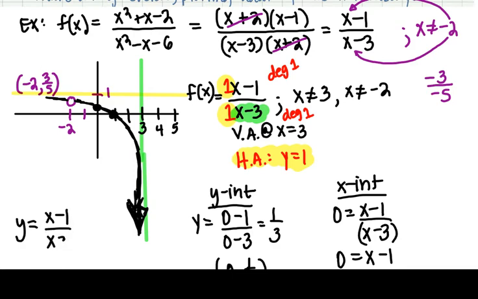x minus 1 over x minus 3. Let's put in a 4. So if we put a 4 in, 4 minus 1 over 4 minus 3, that's going to be 3 over 1, which is 3. So if you put a 4 in, you get a 3 out. Let's put a 5 in. 5 minus 1 over 5 minus 3, that's 4 over 2, which is 2. So you put a 5 in and you get a 2 out. And you can see what's happening here. You're going to hug the graph like that.